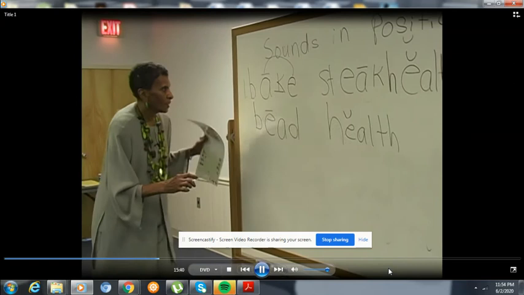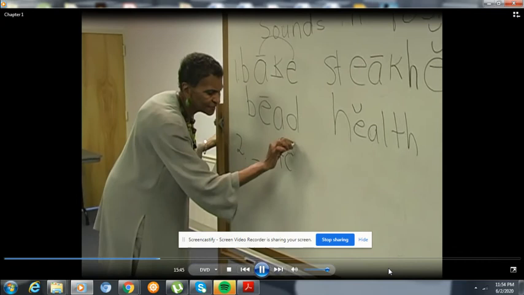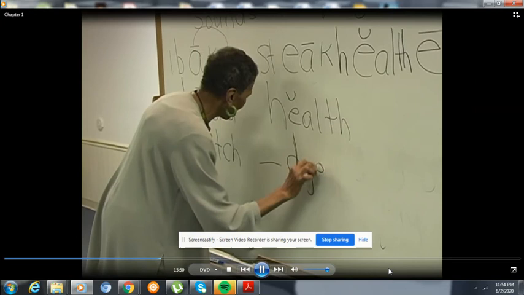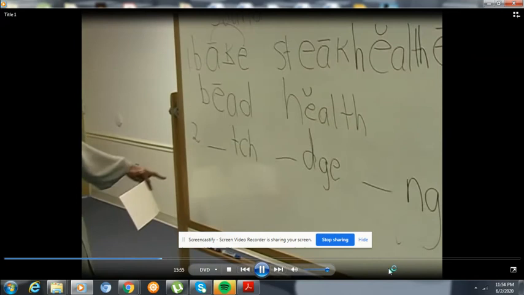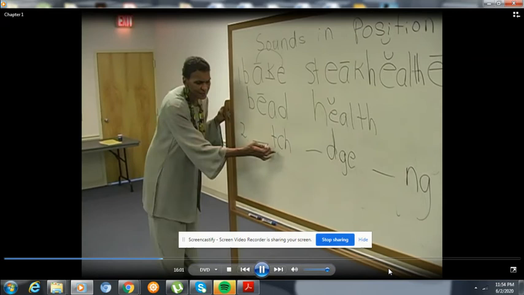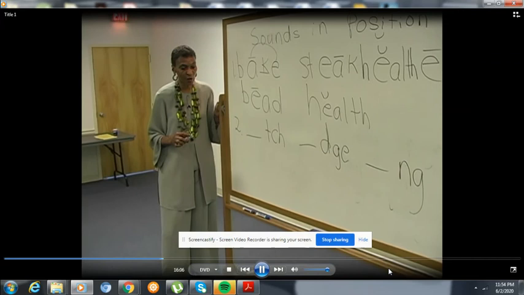Remember we said the vowel before the TCH is always short. The vowel before DGE is always short. The vowel before NK and NG. Okay, Alan, let's make that word say batch. What's the ending sound? Ch. What's the rule? The vowel before the TCH is always short.